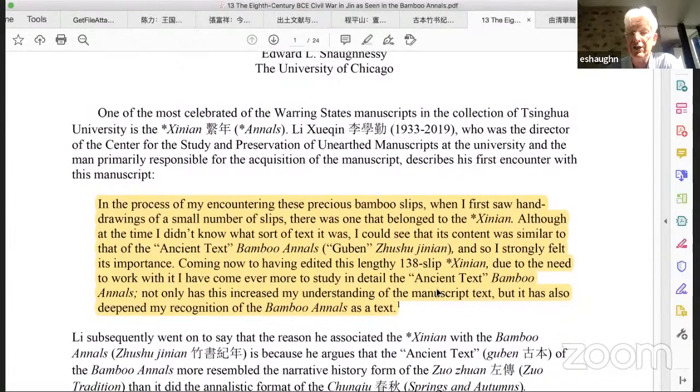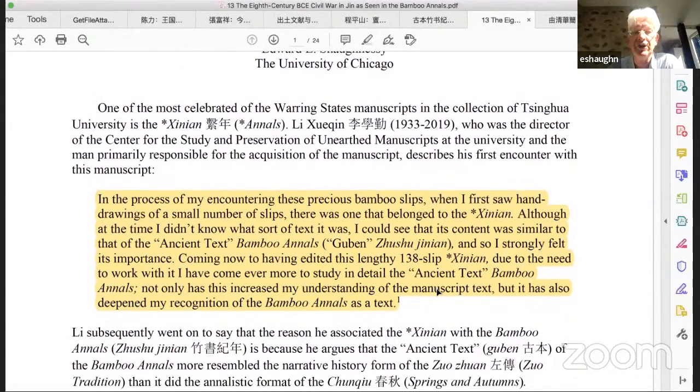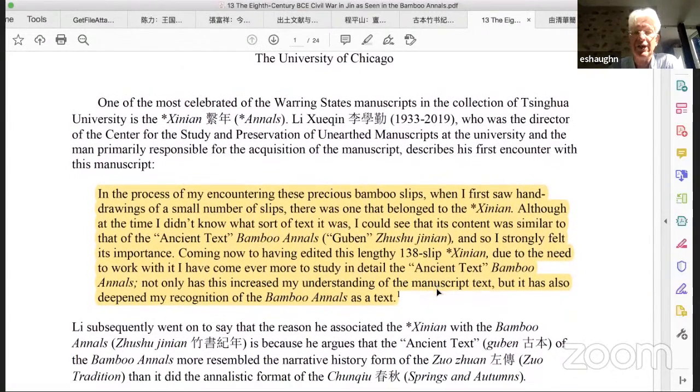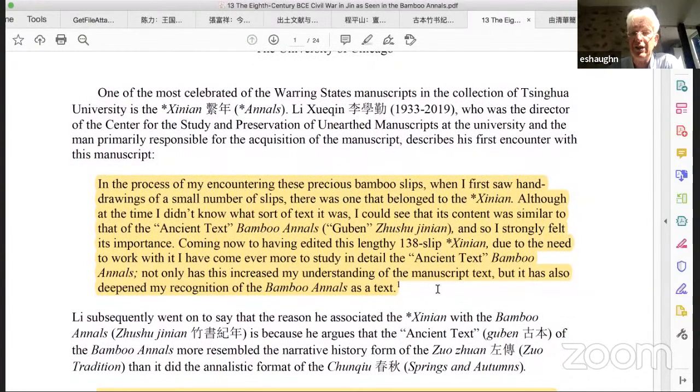He then studied the Guban Zhushu jinian, and he decided that he should call this text Xinian, because in his mind, it was very similar to the Guban Zhushu jinian, which is different. His understanding of the Guban Zhushu jinian is different from most other people's.